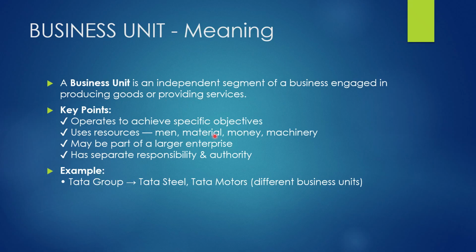There are certain key points that come under a business unit, that is, that it works to achieve specific business goals. A business unit also utilizes resources like manpower, machinery, material, and money. A business unit operates independently but remains connected to the parent company, so it can be a part of a larger enterprise. And then we say that it has its own authority and accountability. So it is a separate entity.